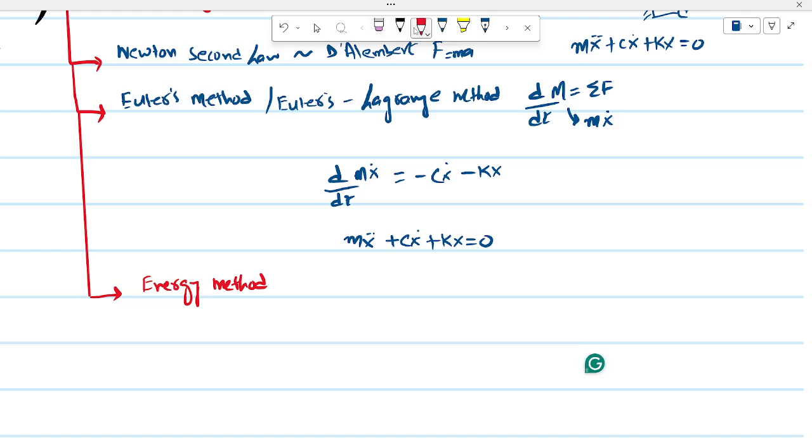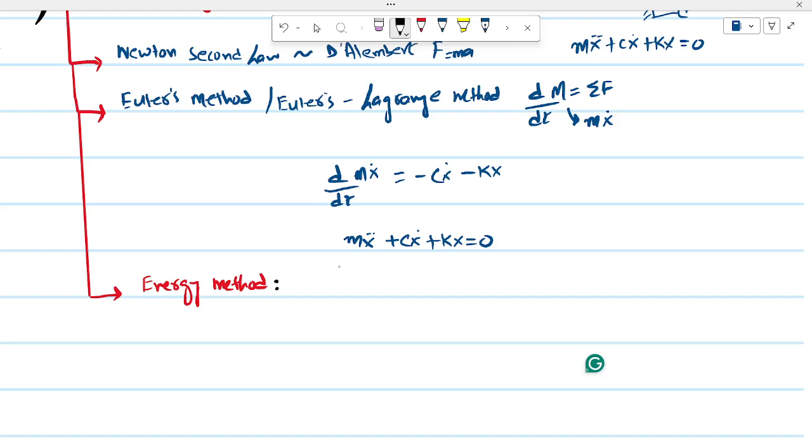So what the energy method says is that the total energy of a system is conserved, and we know that energy cannot be created or destroyed, so we assume that there is no loss of energy in the system. By this logic, the system is undamped, so there is no damping involved, because damping itself is a loss of energy.